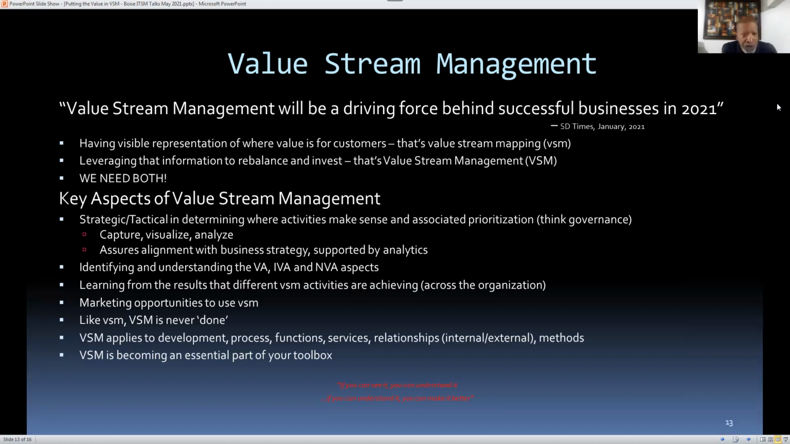Learning from the results that differentiate the mapping activities, right? What are those things that, yes, I did it here, but as value stream management, what are my other opportunities across the organization? Because I actually want to market this as a solution, right? So let's be clear, this is never done. You can apply the concept to anything, and I've listed a few.